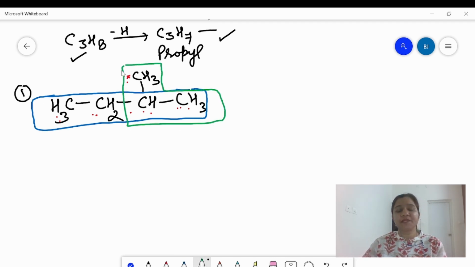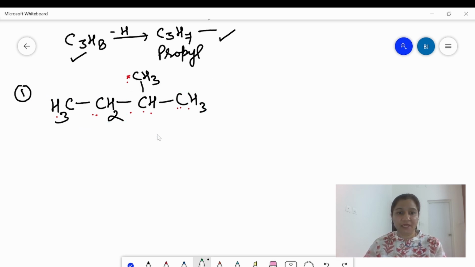So can you tell me which chain is longest, the green one or the blue one? Right, the blue one is the longest chain. You can see in the blue one I have a total of 4 carbon atoms. 4 carbons I am able to count continuously, whereas in the green color I am able to count only 3 carbon atoms. So I will go for my blue chain.